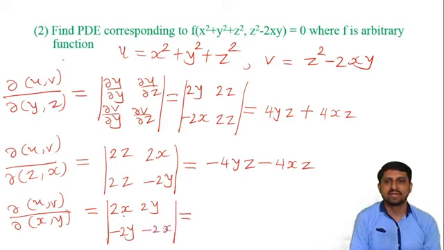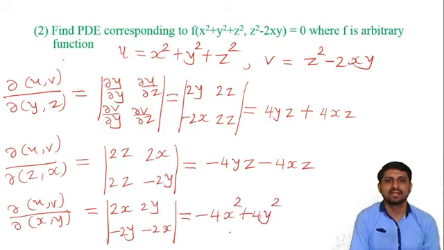So this is del u by del x. Del u by del x is 2x. Del u by del y, that is 2y. And del v by del x, that is minus 2y, and del v by del y, that is minus 2x. Clear? So this is minus 4x square plus 4y square.